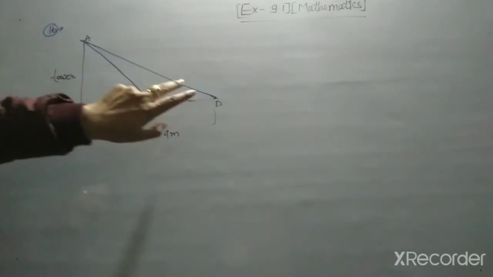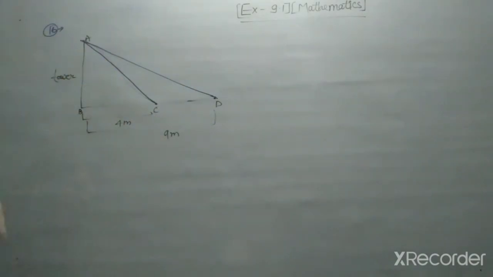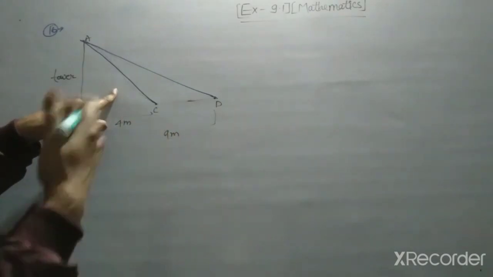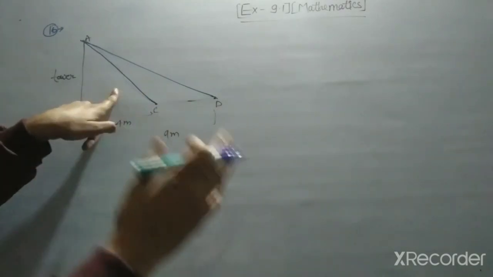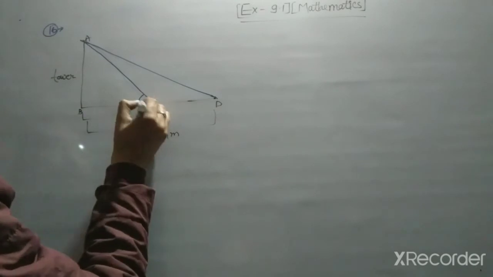This angle and this angle make the complementary angle. So what is the meaning of complementary angle here? If the sum of these two angles is equal to 90, then they are known as complementary angles. Okay, so we have right here the alpha.